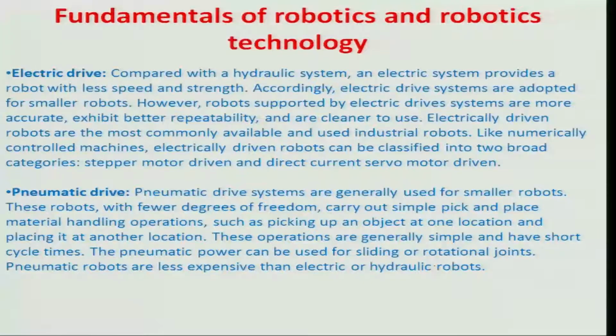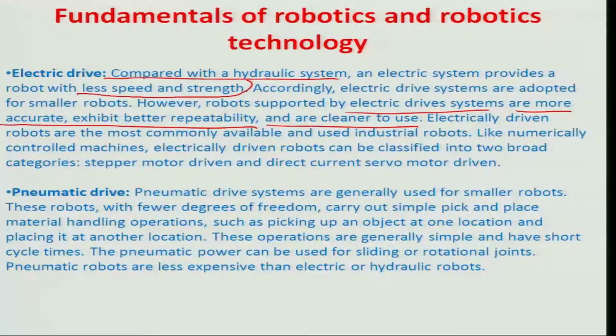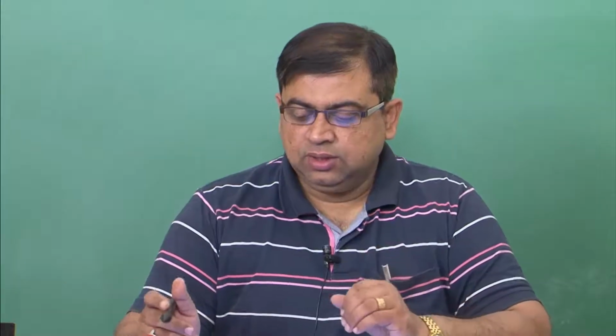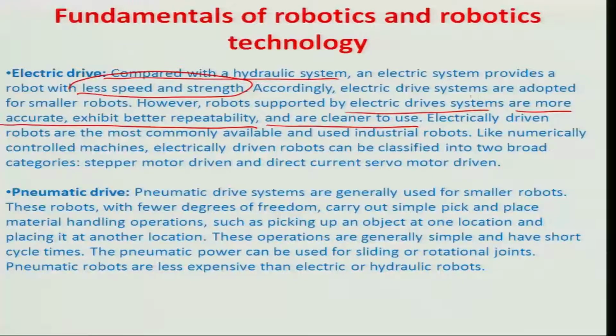There are electrical drive robots which are comparatively much more accurate, because obviously the electrical drive systems are better controlled. They exhibit better repeatability, they are also cleaner to use, but the disadvantages could be not as high strength or speed as can be given by hydraulic actuation, because there is a cylinder based pressure which can be maneuvered to a higher value. Unfortunately, the kind of torque RPM product that can be given by electrical drives is typically limited by the power requirements or power limitations of the motors which drive such systems.